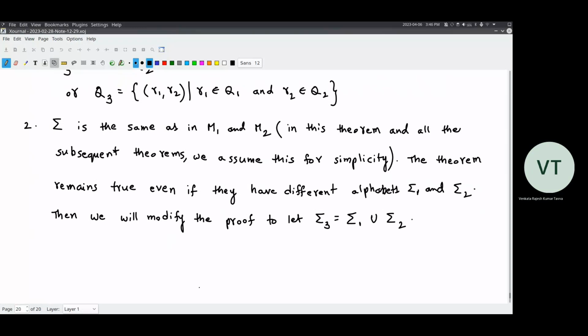So we just covered both the cases. In case they are different, then all we need to do is to do union. The rest of the proof remains same. But for simplicity, we will just assume in all the theorems that sigma is same for all the machines.